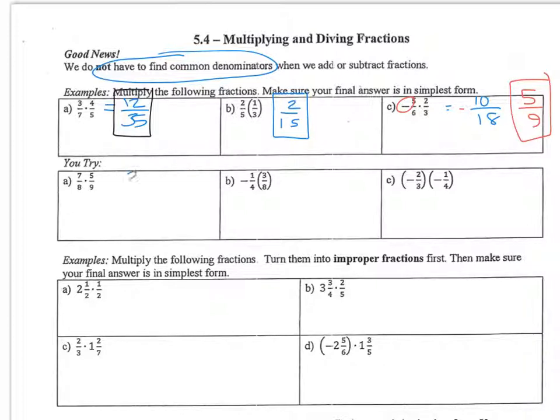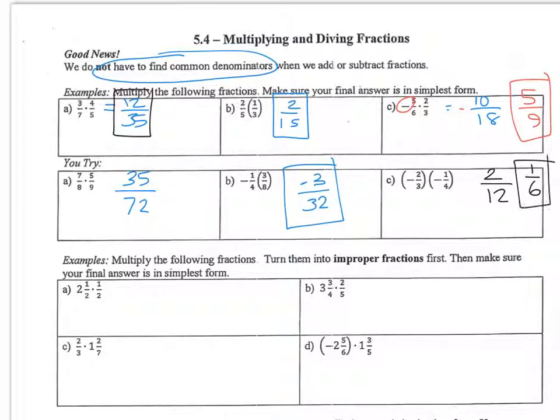And letter A is 35 on the top and 72 on the bottom. And there's not a number that goes into both of them, so there's your answer. Letter B is -3 on the top and then 32 on the bottom, because a negative times a positive, the whole answer is going to be negative. C, we know the whole answer is going to be positive because a negative times a negative is a positive. So 2 times 1 is 2, 3 times 4 is 12, and then you reduce it. So 2/12 is 1/6. So watch your signs and make sure you reduce your fraction at the end.